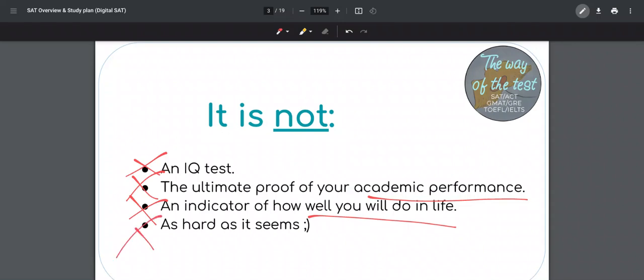And finally, the SAT is not as hard as it seems. You have to learn some basic information. You do have to learn theory, and you do have to have knowledge, but you can also perform using a lot of strategy and tips and tricks.